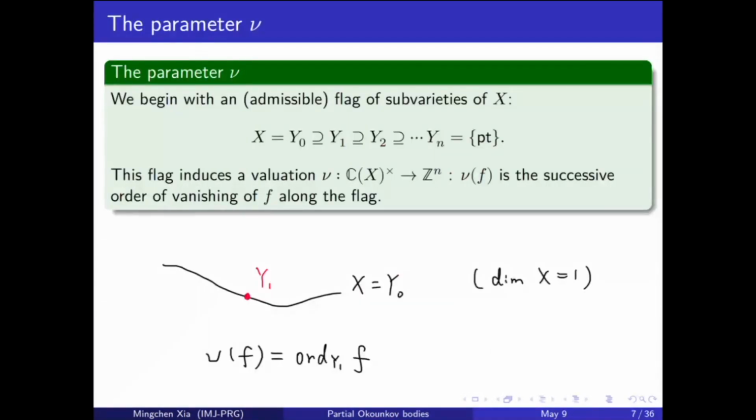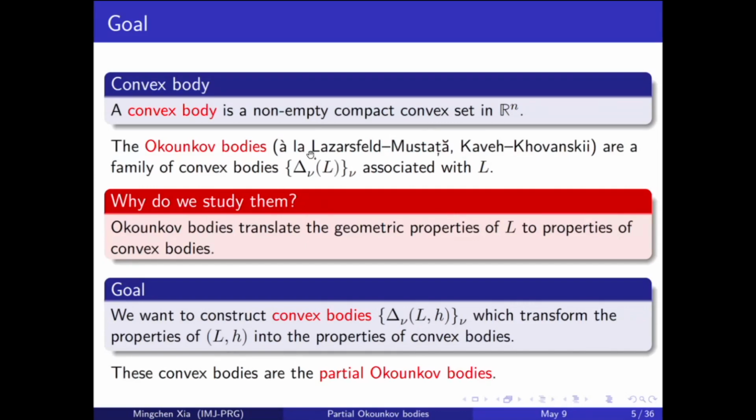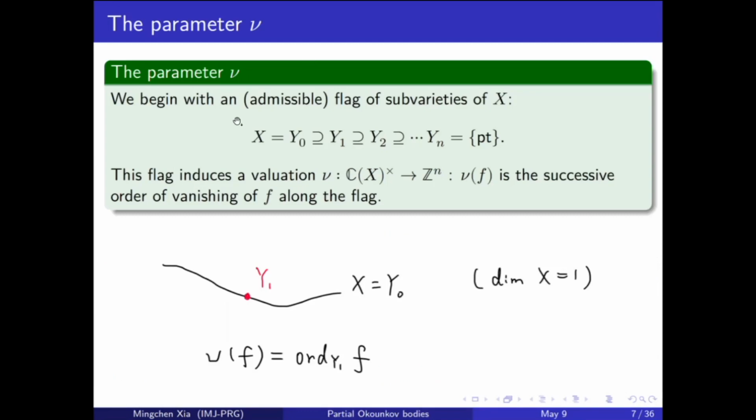All right, let's begin by introducing the parameter nu. Recall that on the previous page, when we talked about the family of Okounkov bodies, there's always a subindex nu. And on this page, I'm going to talk about the parameter. The parameter is given by the so-called flag, or more precisely, the admissible flags of subvarieties on X. And what do I mean by that?